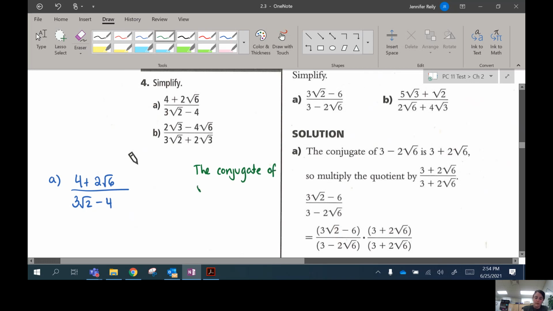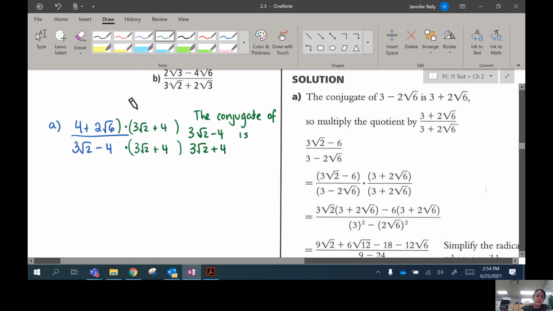of 3 square root 2 minus 4 is 3 square root 2 plus 4. All you do is change the sign between the two terms. So what I'm going to do is multiply the top and the bottom by the exact same thing, 3 square root 2 plus 4. Let's see why that works.